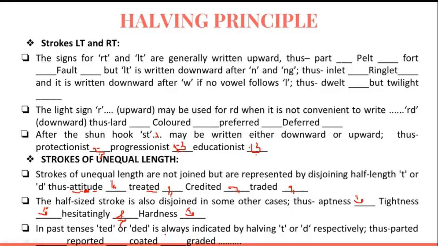TD or DD is always indicated by having T or D respectively, thus parted. P, Ray, and T, parted. Reported, Ray, P, and Ray. We reported, quoted, K and T. Graded, G, R hook and D half, graded.